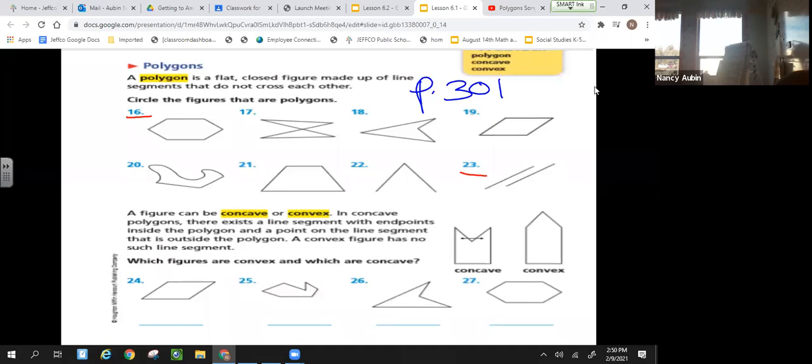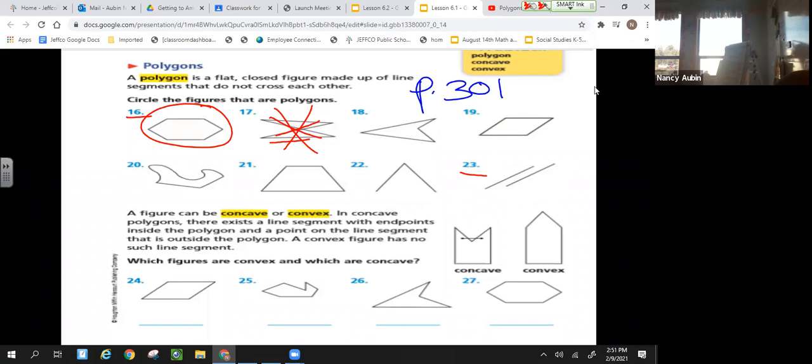Number 16, stand up if you thought it was a polygon. If you are standing up, you were right. It is a flat closed figure made up of line segments that do not cross. Okay, stand up if you think number 17 is a polygon. It is not. Here's why. It should not have been circled. It has lines that cross. See how they cross? They can't have lines that intersect. So that is not a polygon.